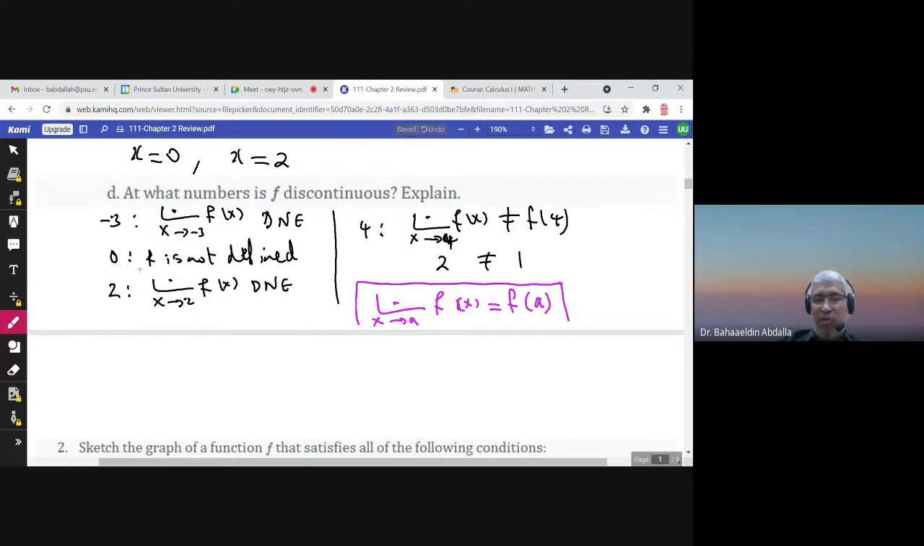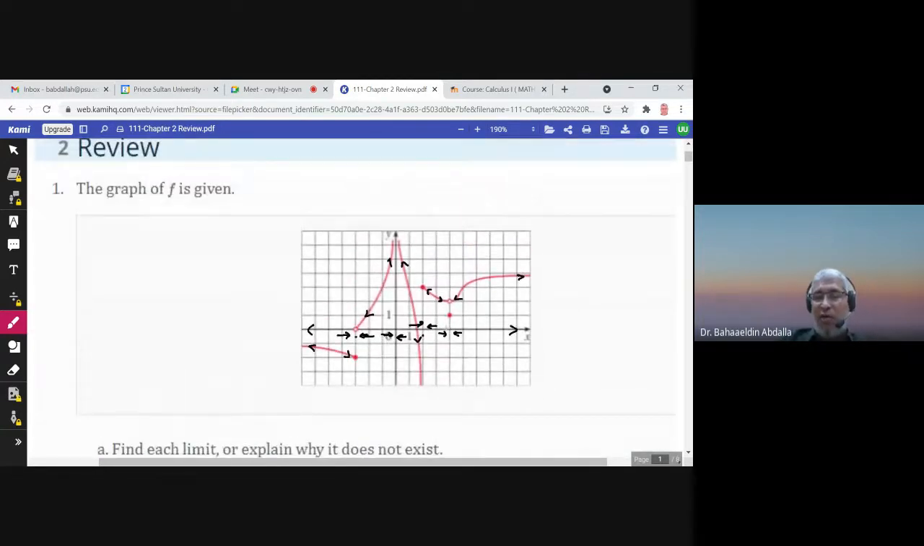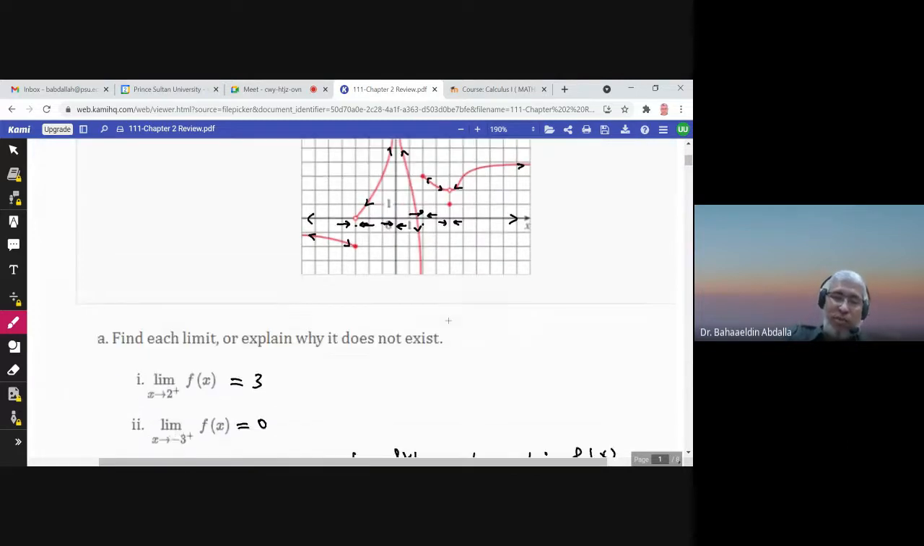is not continuous. At 0 the function is not defined, so it's not continuous. At 4 the limit exists and f of 4 is defined, but the limit is not equal to f of 4, so the function is not continuous at 4 because the limit is not equal to f of 4.